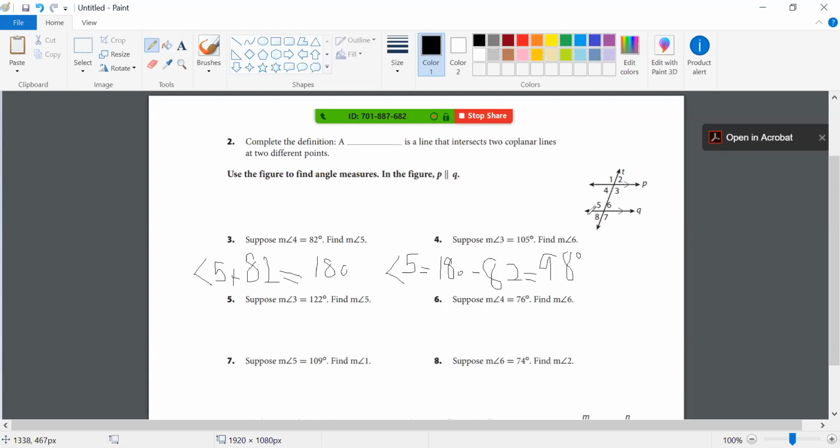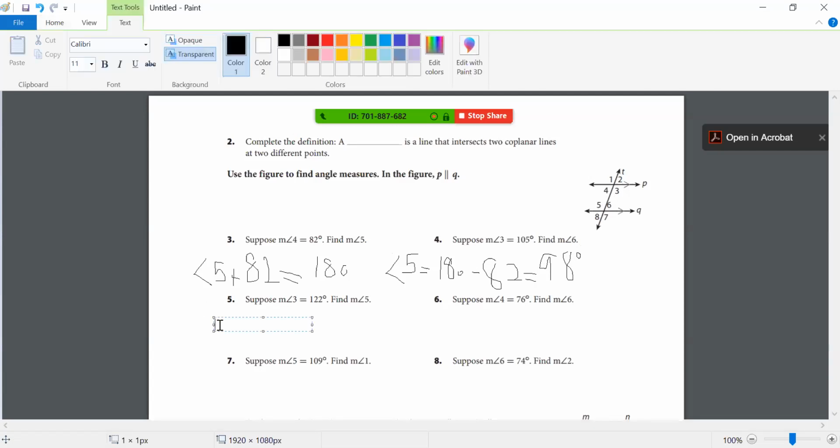What is the relation between 3 and 5? There is the letter Z but flipped in here, right? 3 and 5 are alternate because they are opposite and they are interior angles. So it is alternate interior angle, and alternate interior angles are always equal. So in here we are going to write that angle 3 equal angle 5 equal to 122 degrees by using which theorem? Alternate interior angle theorem. What do you think? Very easy, right?